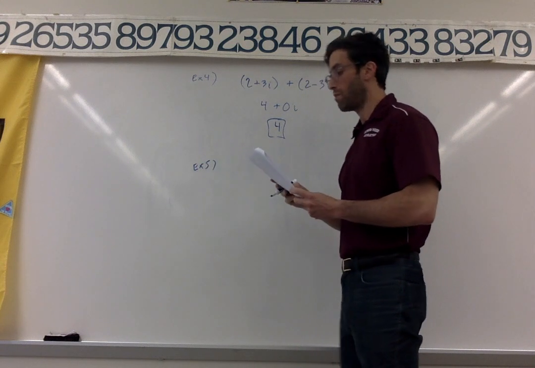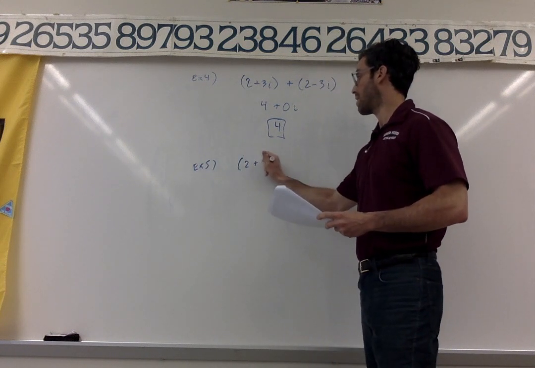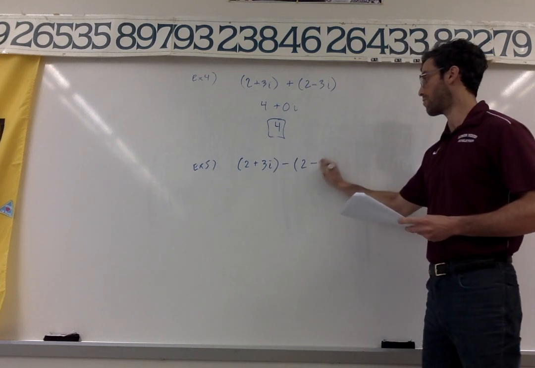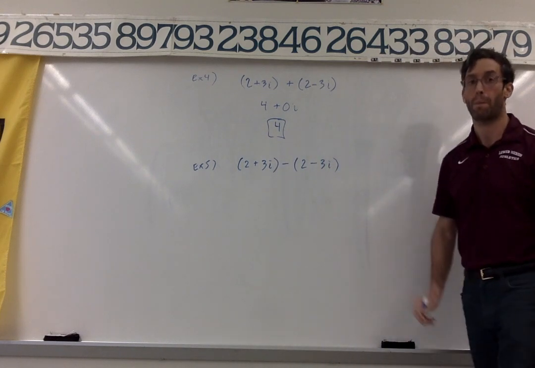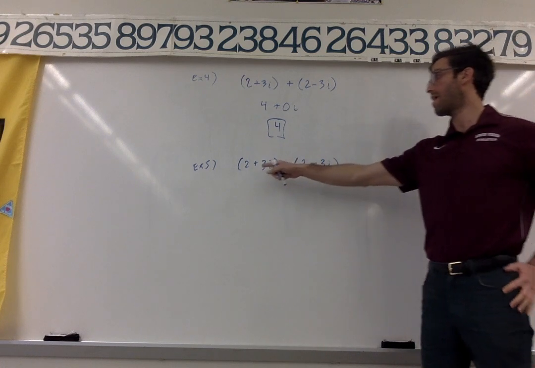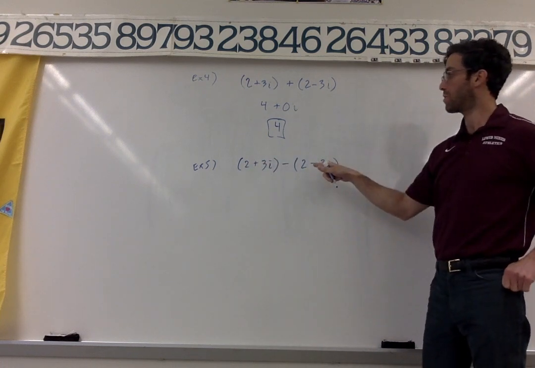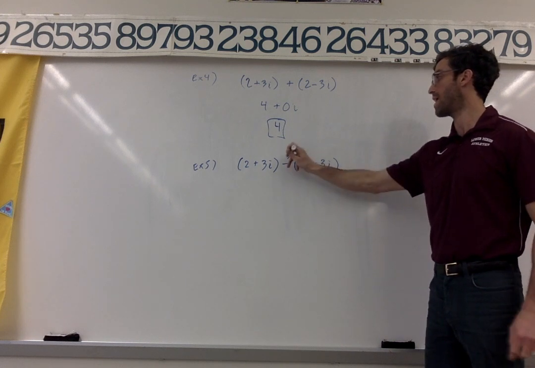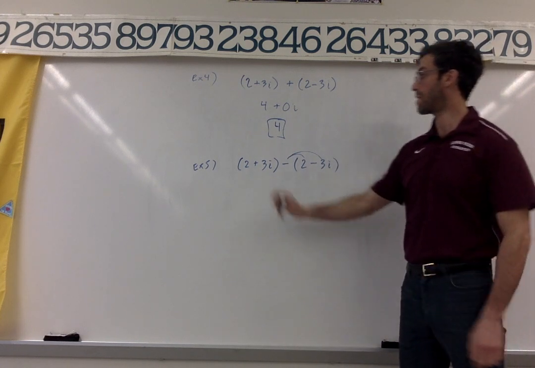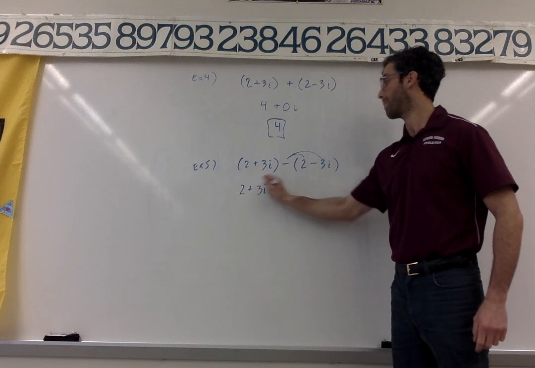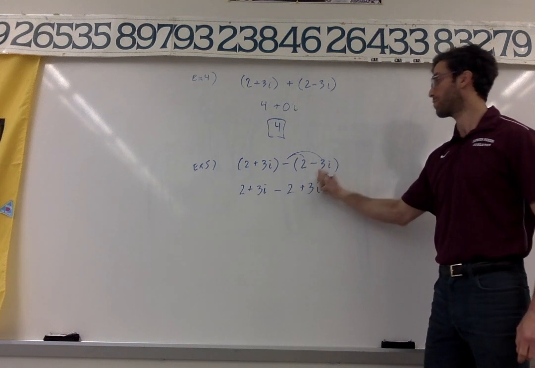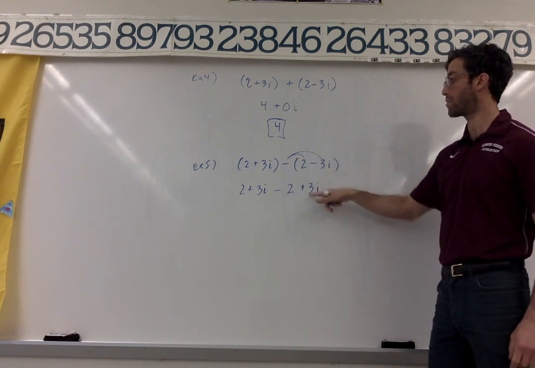All right, example 5. Subtraction problem is really very similar. It's just that there are more mistakes made because you have to first distribute the negative. All right, so with subtraction, it's not as easy as just adding like terms. You first have to subtract this quantity, which means to distribute that negative to both terms. So it's going to become 2 plus 3i minus 2 plus 3i. Minus negative 3i is plus 3i.